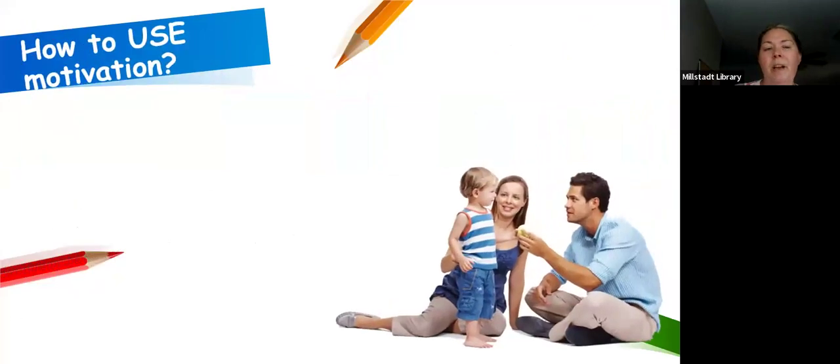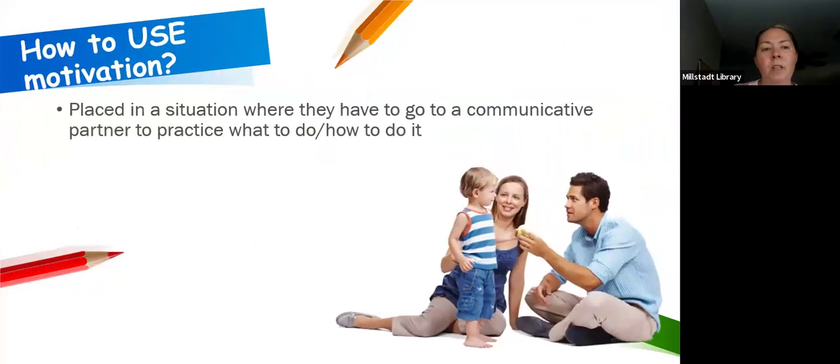So first bullet point, how are we going to use motivation? First, it's imperative that someone is placed in a situation where they have to go to a communicative partner to practice what to do and how to do it. So for example, if a child is wanting a toy that is placed in a location that they may not be able to access themselves, they're going to need to go to a parent, a sibling, a caregiver, a teacher to get access to that item.